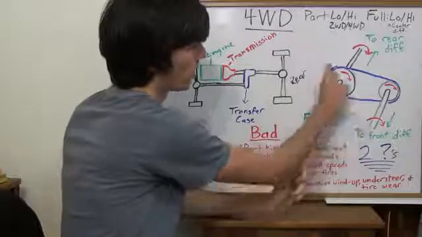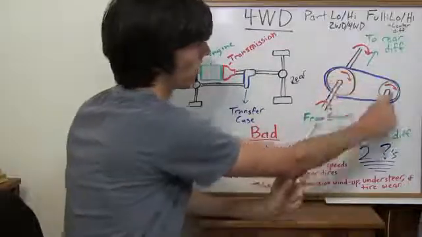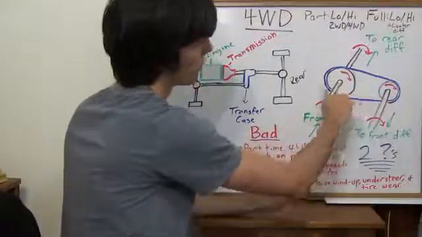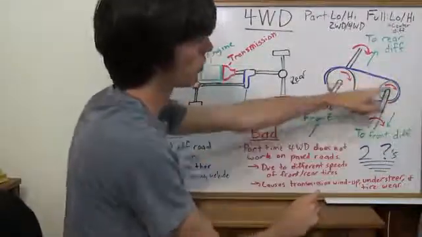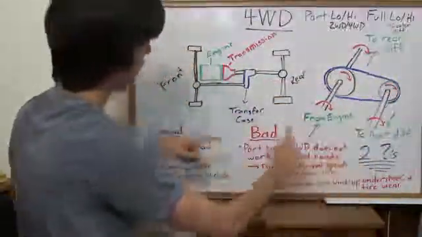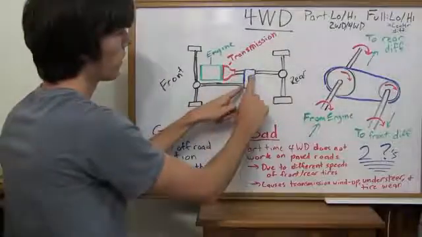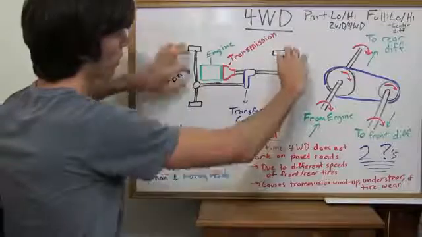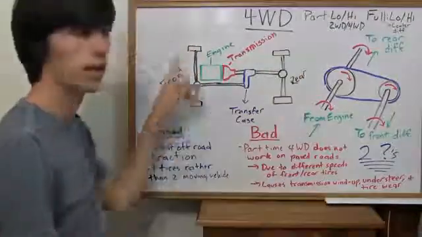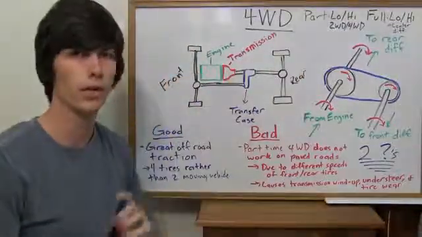Now there's a chain hooking this gear here to this gear here. And so as this rotates, it pulls this to rotate as well, and so then you're sending power to the front tires. So each of these will send power to these differentials, and then the differentials will split them between the two front and the two rear tires.